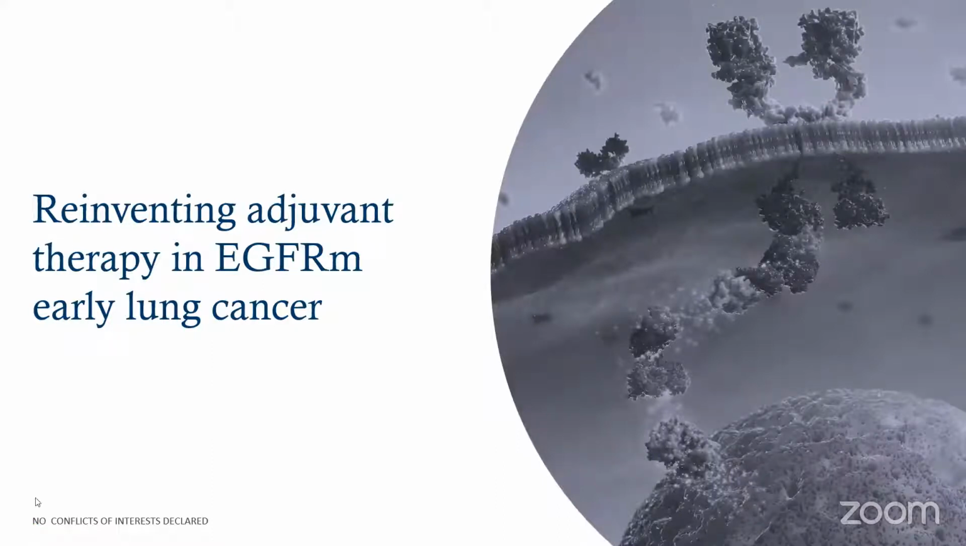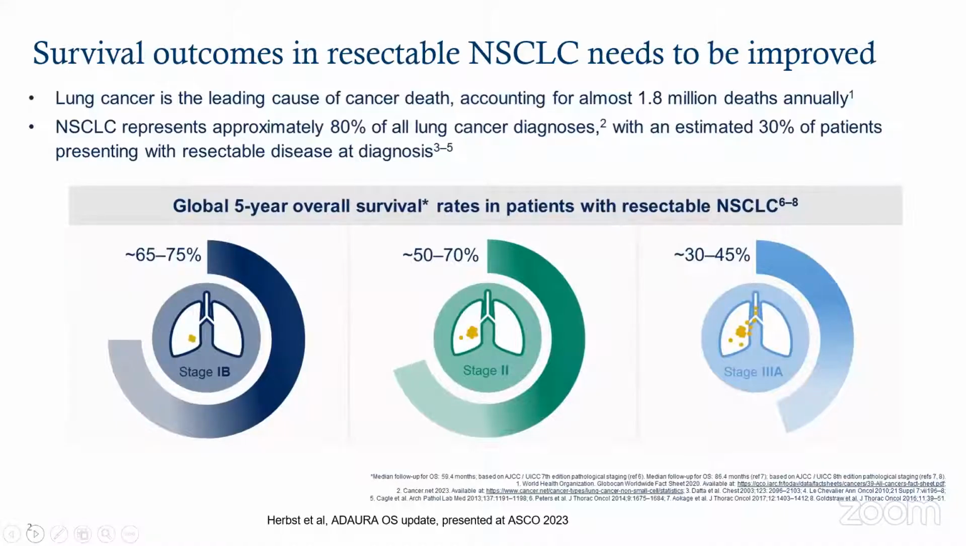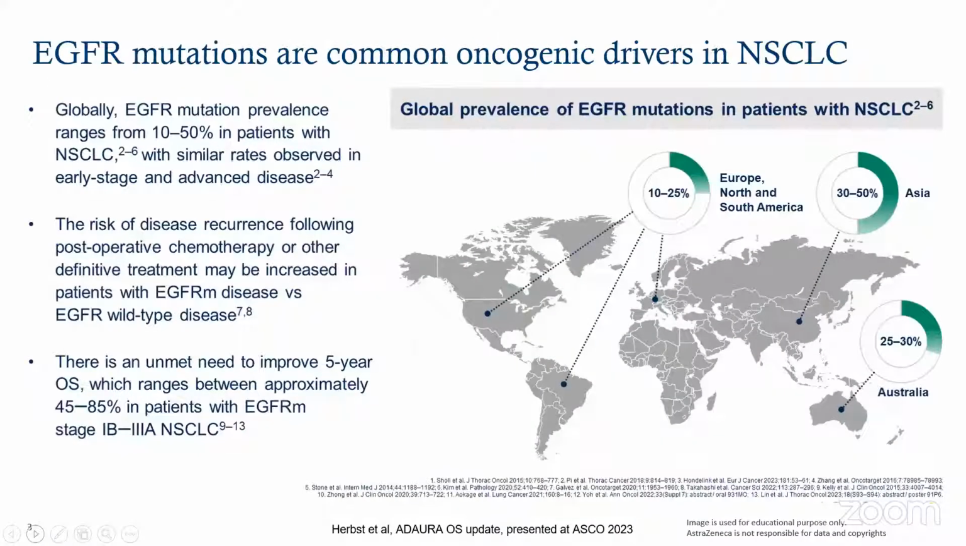So we'll be discussing reinventing adjuvant therapy in EGFR mutant early stage lung cancer. Next slide, please. Survival outcomes in early stage lung cancer need to be improved. Moving from stage 1B, where it is close to 65 to 75%, in stage 2 it drops to 50 to 70%, and in stage 3A it drops down even further to 30 to 45%. Next slide, please.